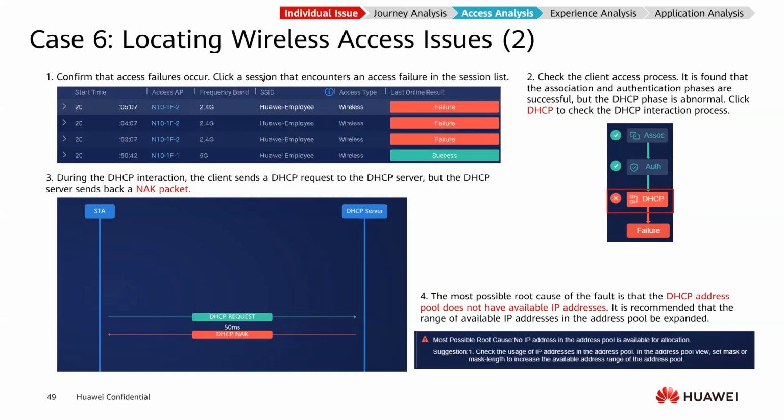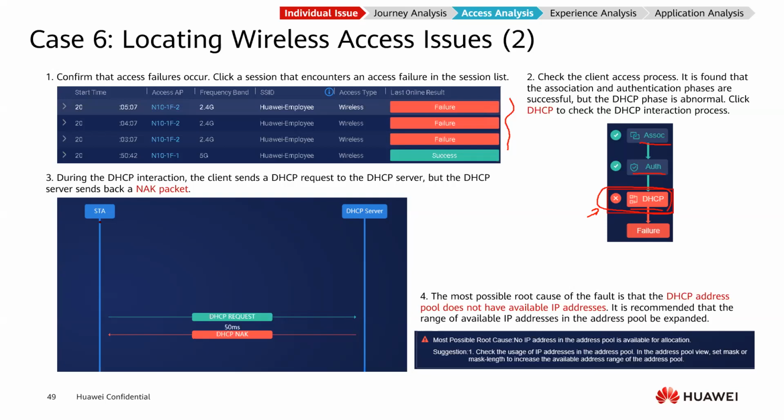You can click a session that has an access failure in the session list. You will find that for the access process, some process has failed. And check the 3 steps: the association, the authentication, and the DHCP. You find there is a DHCP failure. And you can click the DHCP and you will check the detail about the DHCP packet exchange.